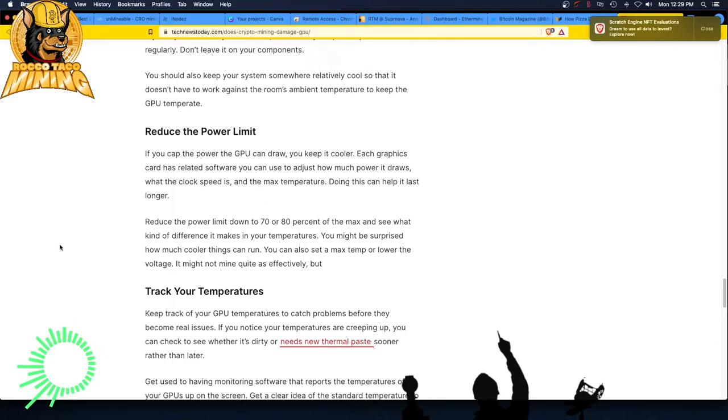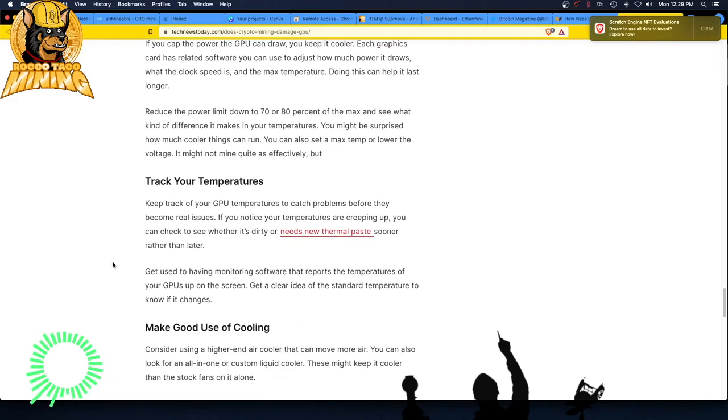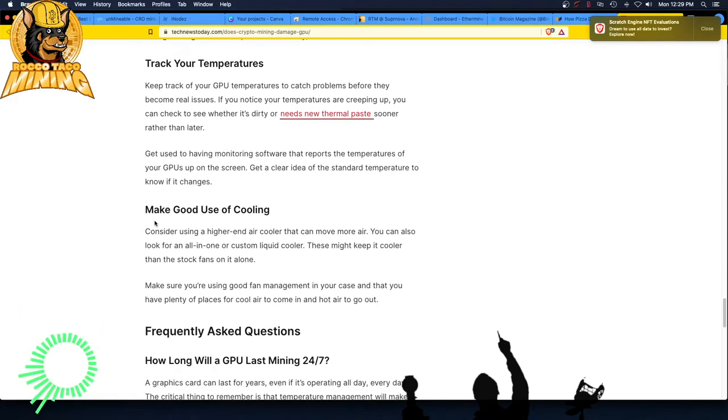Reduce the power, be more efficient, and don't burn hot and burn as much wattage. Yeah, track your temperatures. Make good use of cooling. Cooling's a misnomer. You want airflow. You want an air handler. Just putting cold air in doesn't do much. You've got to blow that hot air off the cards.